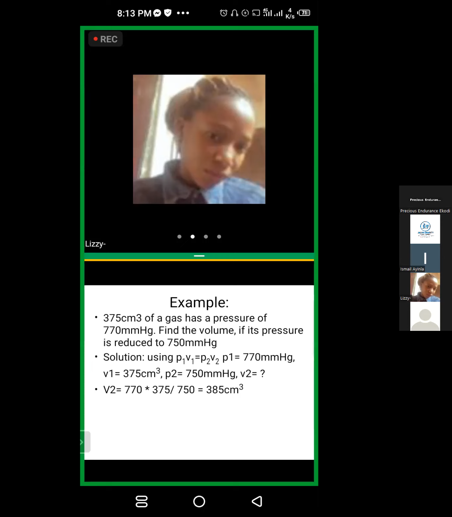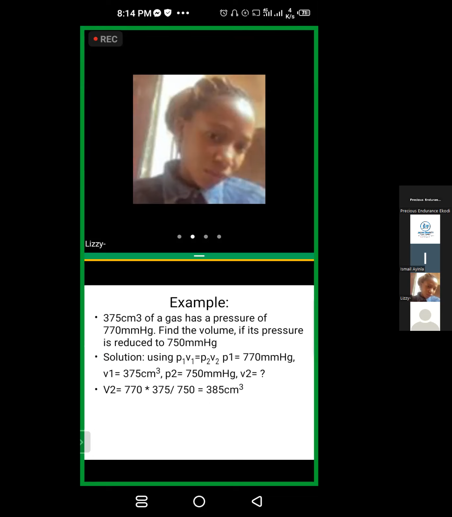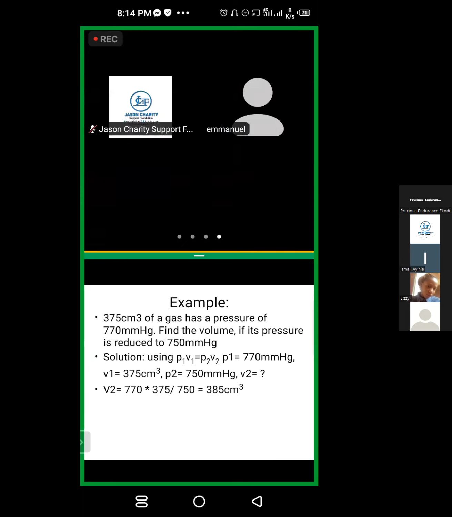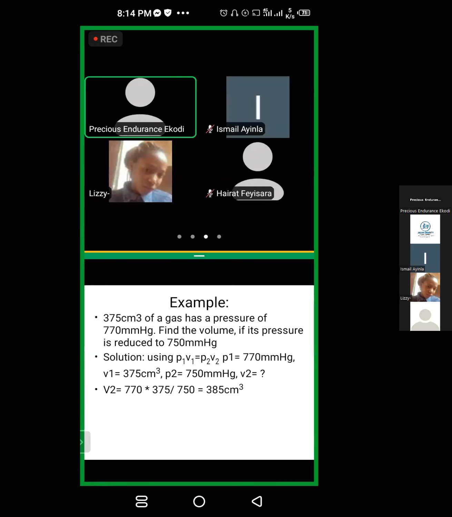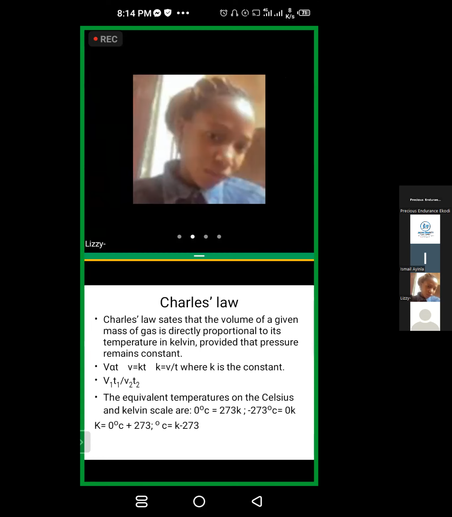Now, that is for Boyle's law. Now, we'll move to the next law. Is there any question so far on that? Do you have any question? Okay, so if it's understood, let's move on to the next one, Charles' law.